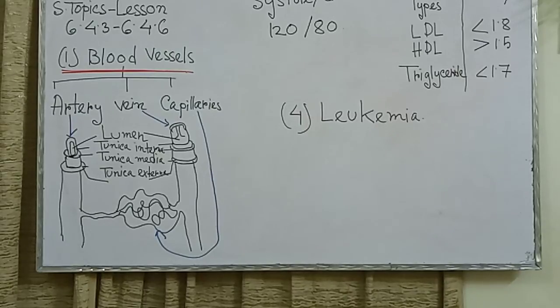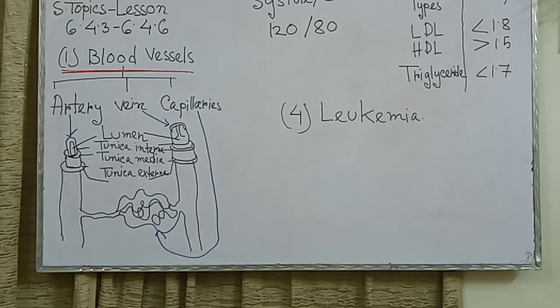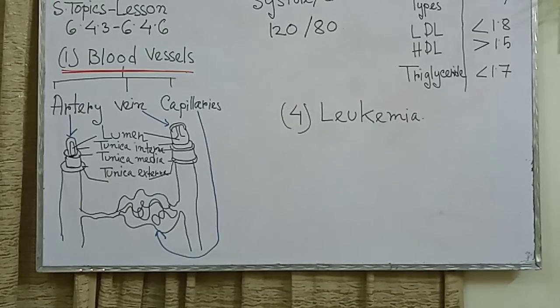So, our first lesson is blood vessels. Here I also explained artery, vein and capillaries. This topic is also one of the most important topics for your next board exam. Our second topic is also a blood related topic. Our second topic is blood pressure.